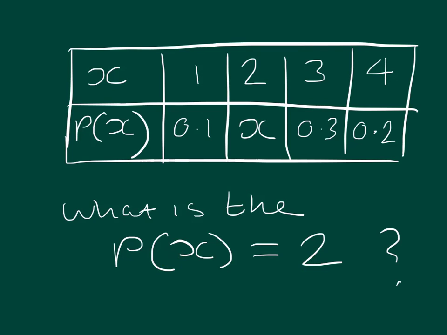Well, we need to use the fact that all these probabilities must add up to 1. So we will have x plus, and if I add 0.1, 0.3 is 0.4 and 0.2 is 0.6. So altogether x plus 0.6 equals 1, which means x can only equal 0.4.